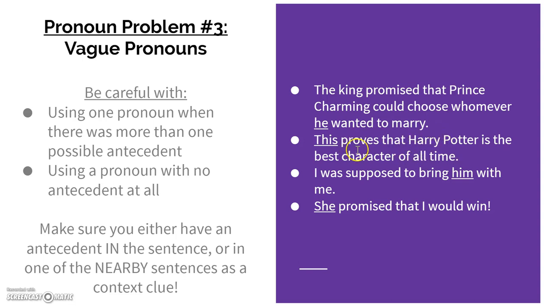Because even if you're right, even if Harry Potter is the best character of all time, I'm not sure what you mean by this. Do you mean this moment? This quote? This action? This event? I don't know what you're talking about right now. You need another noun here to clarify it. If you say, I was supposed to bring him with me, well, who is him? Who's the guy? A brother? A boyfriend? I don't know. So maybe clarify in this sentence or in one of the previous or following sentences what antecedent this pronoun is referring to. Same thing for she. Who is she? Who's doing the promising? Make sure you clarify somehow.